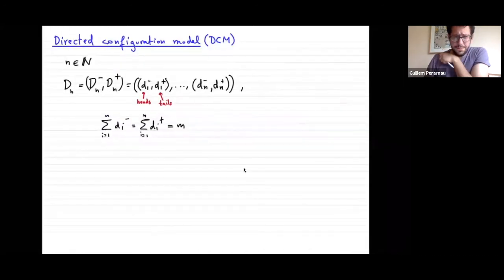So let me start by presenting the model that we're going to work in, and this is called the directed configuration model. Maybe some of you are already familiar with the configuration model or the pairing model. So this is just the directed analog of it.